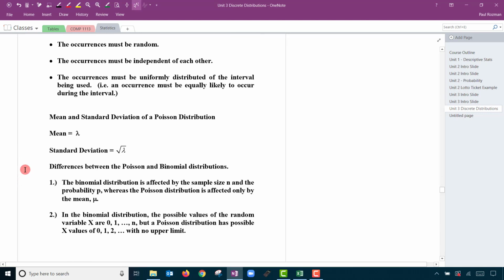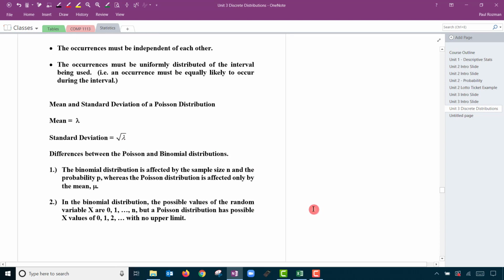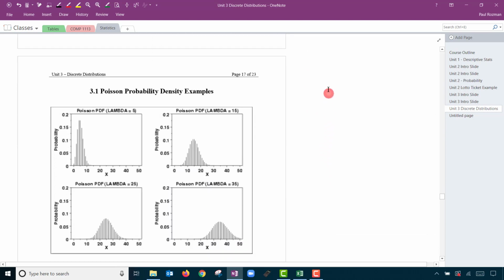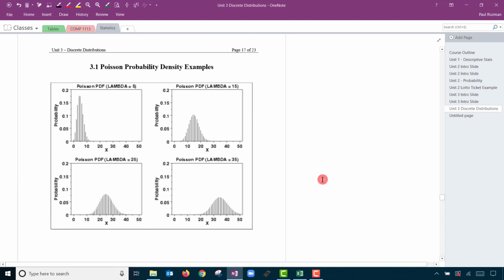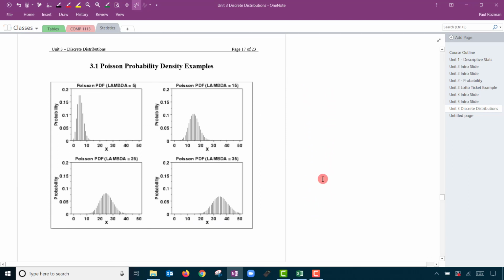The mean for the Poisson distribution is just the rate. So if on average 8 people arrive per hour, well, then that's what lambda is, and that's what the mean is. The standard deviation is nice there. It's just the square root of lambda. I've already discussed the differences between Poisson and binomial. We can take a look at their graphs. The distribution depends only on lambda, and it has no upper limit.